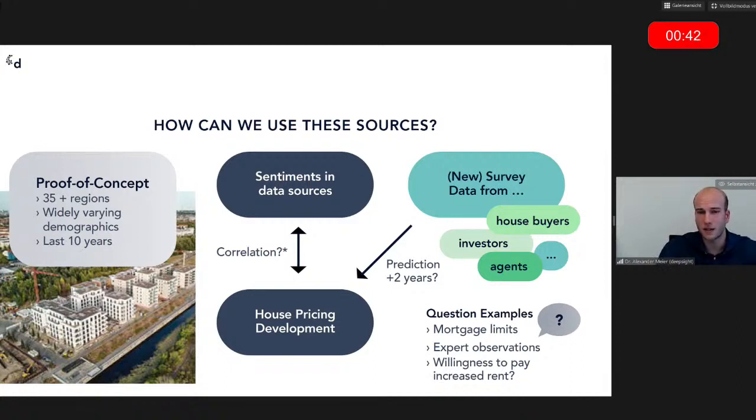This already has quite some value, but we can optionally add to this surveys you're already doing. We could supplement this with open questions or create new ones and ask people who are really interacting with the real estate market. And such questions could be, for example, about mortgage limits. And this could, that's the hypothesis, make us predict like the next 2 years.